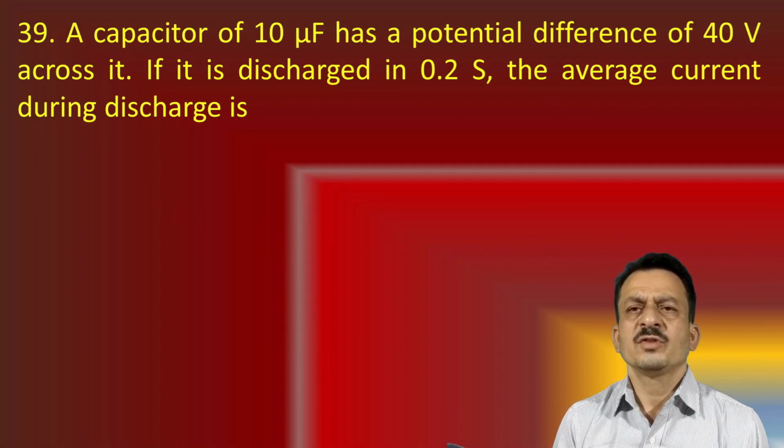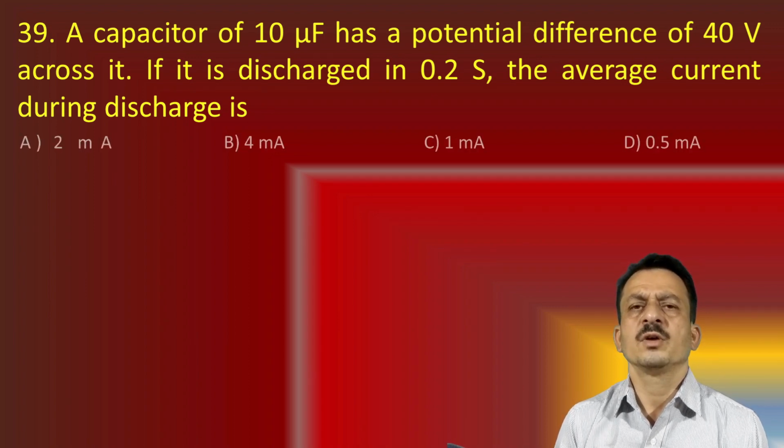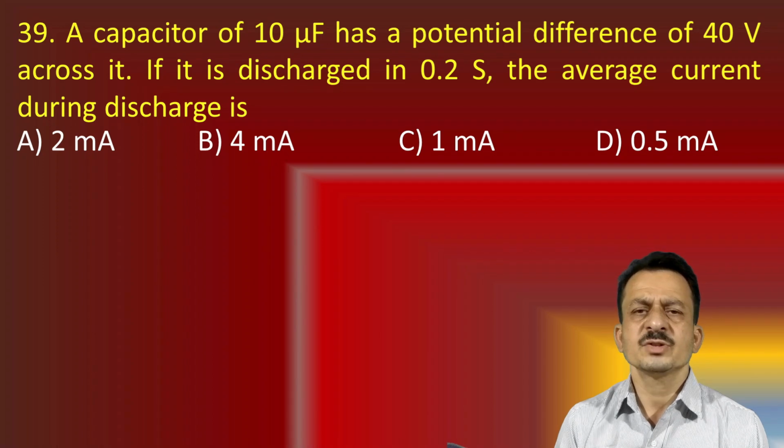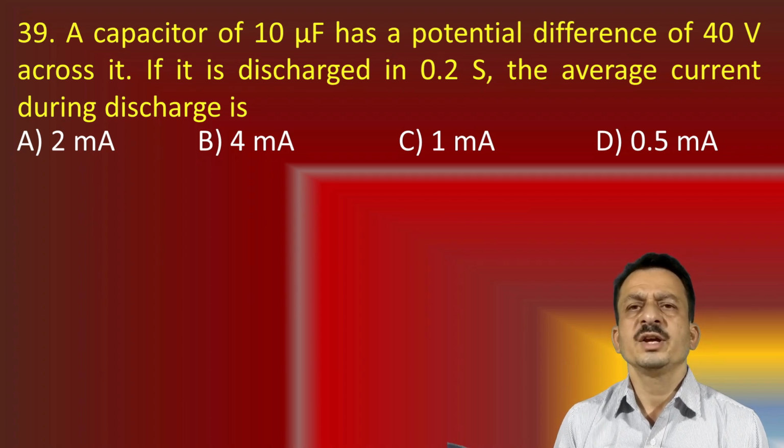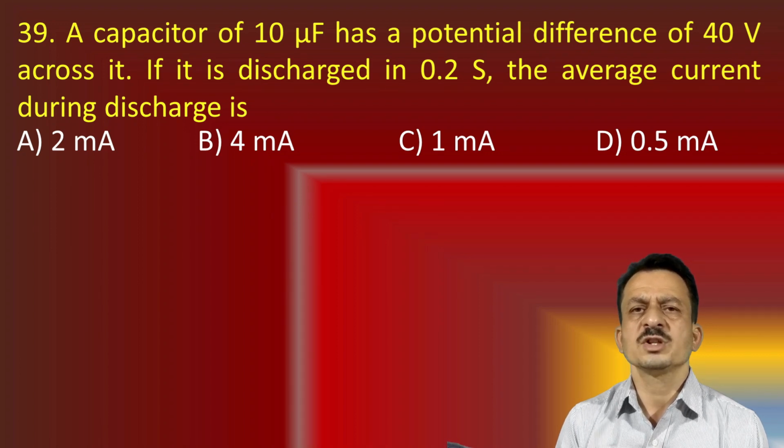A capacitor of 10 microfarad has a potential difference of 40 volt across it. If it is discharged in 0.2 second, the average current during discharge is options A 2 milliamps, B 4 milliamps, C 1 milliamp and D 0.5 milliamps. Now here a capacitor of 10 microfarad is connected to a potential difference of 40 volts. We have to calculate the total charge.